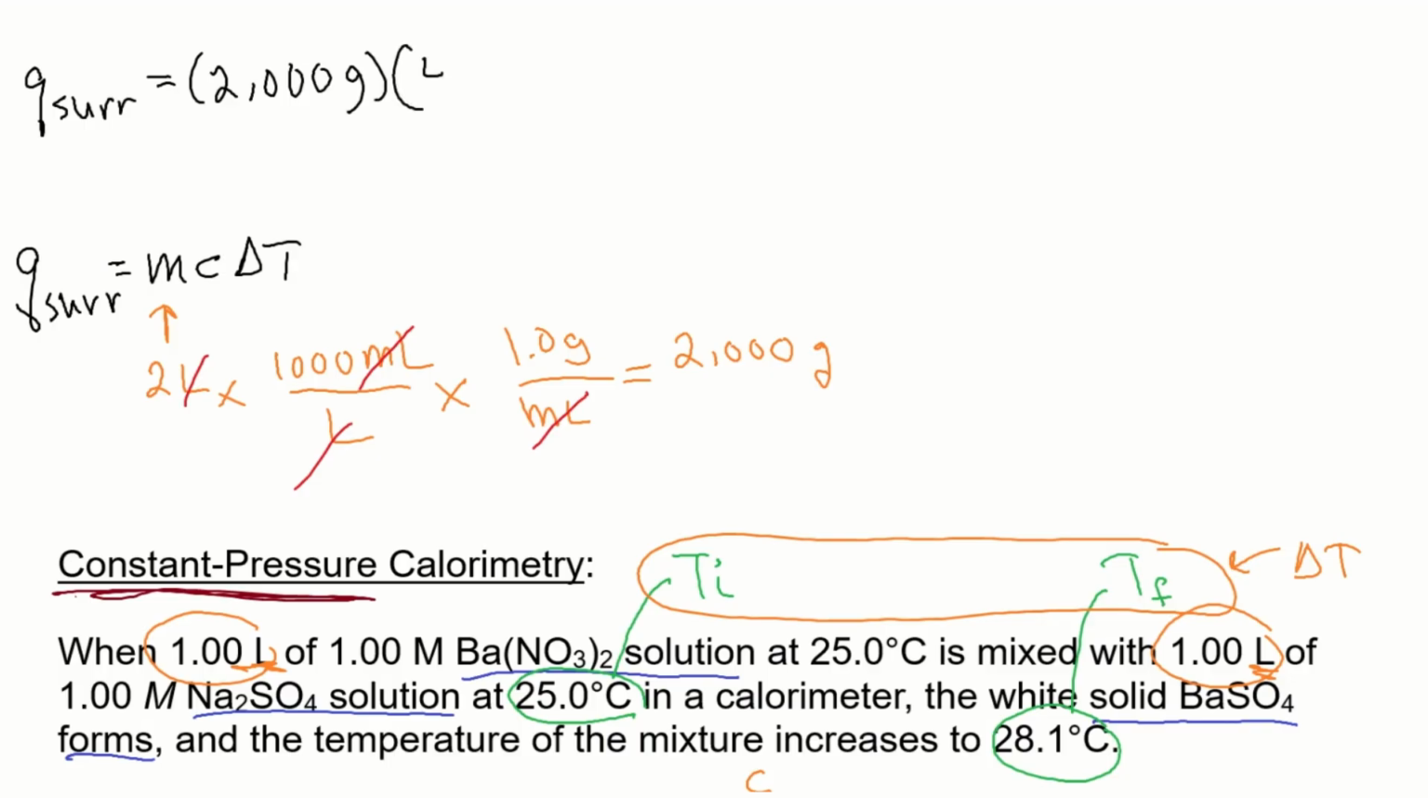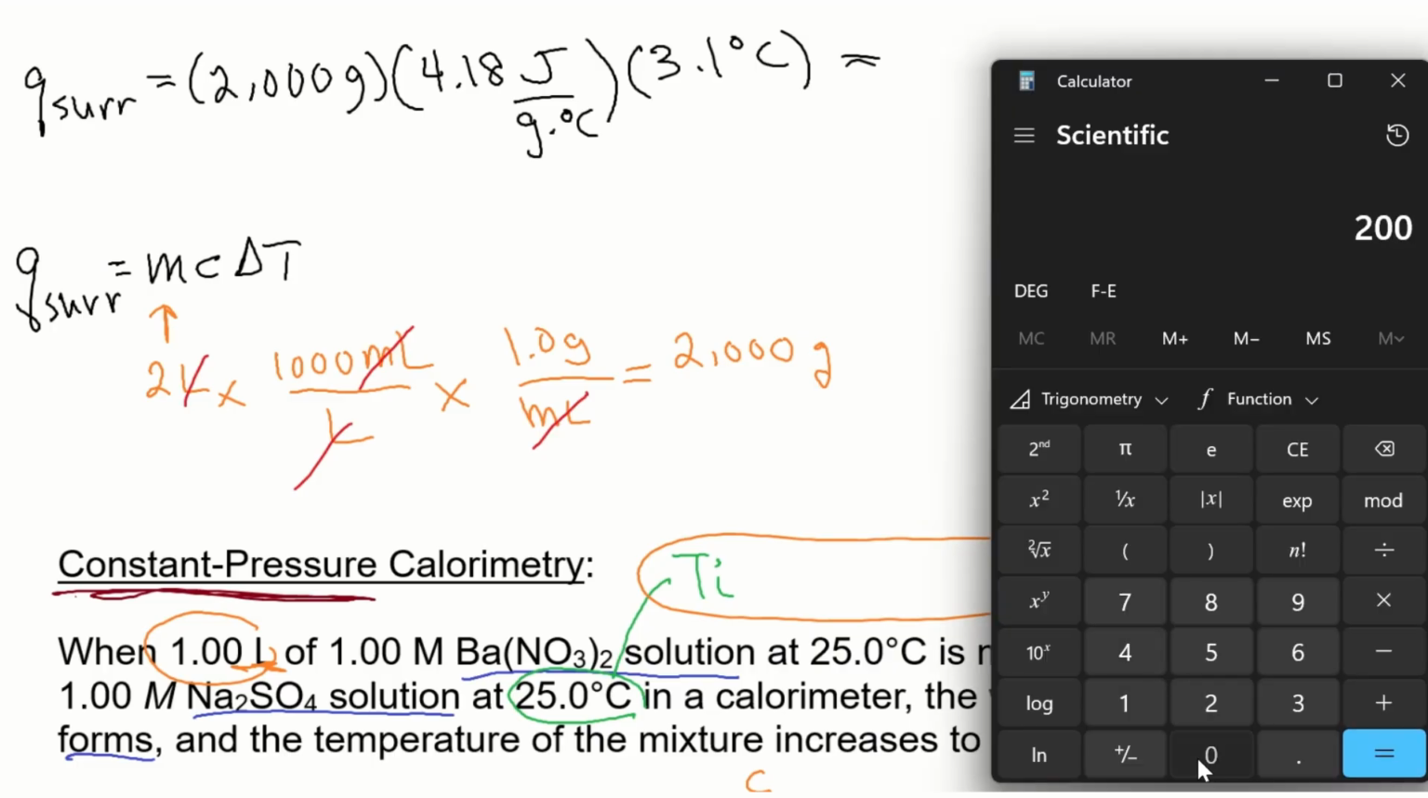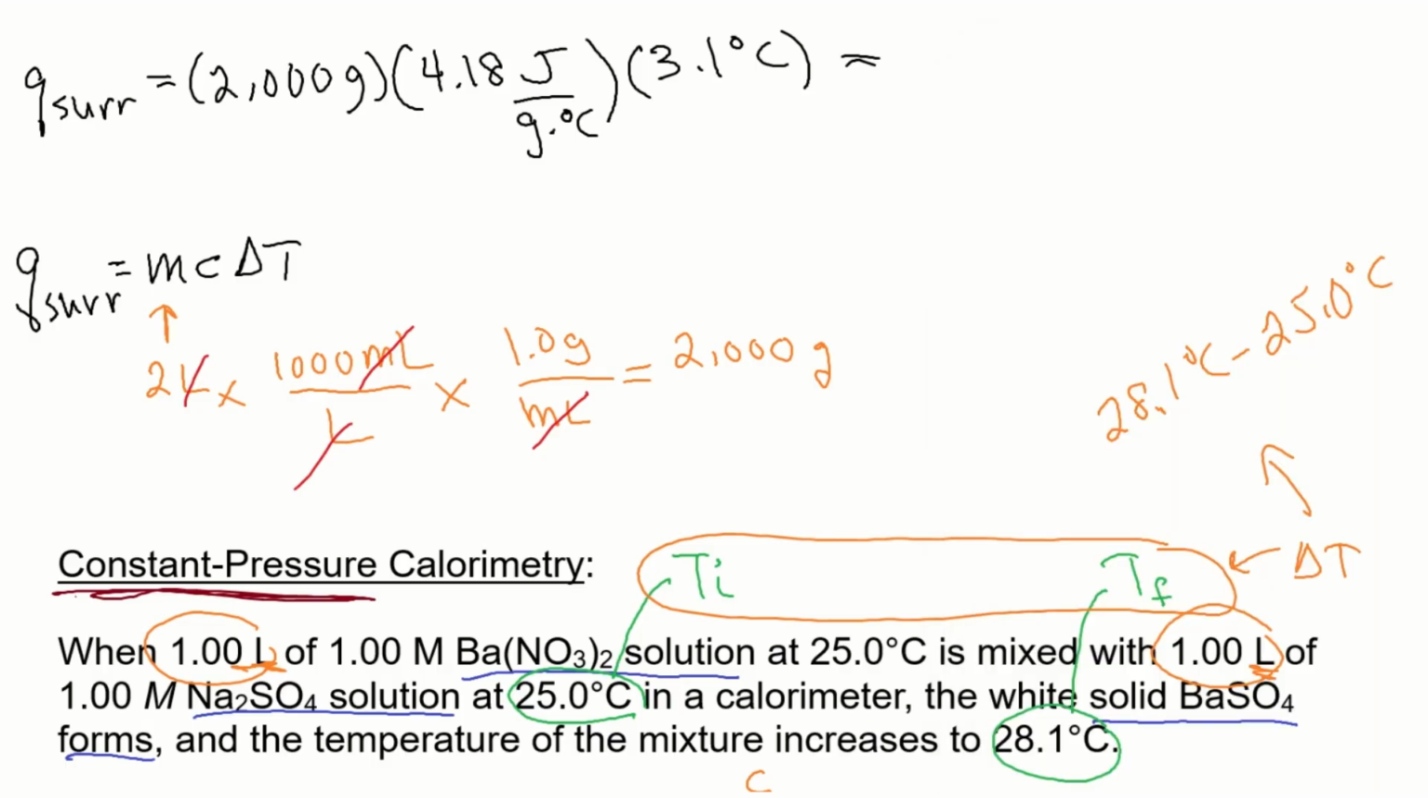All right, we're given specific heat of the solution is 4.18 joules per gram degree Celsius. And the change in temperature is 28.1 degrees Celsius minus 25 degrees Celsius. That's 3.1 degrees Celsius. Note that that has 2 significant figures, and so does the density value given to us. So it looks like our final answer is going to have 2 significant figures. Punch, punch. And we get that the heat absorbed by the surrounding solution is 25,916 joules.